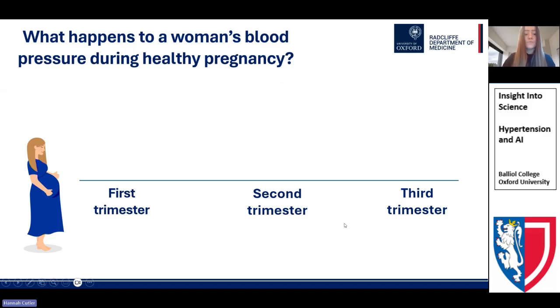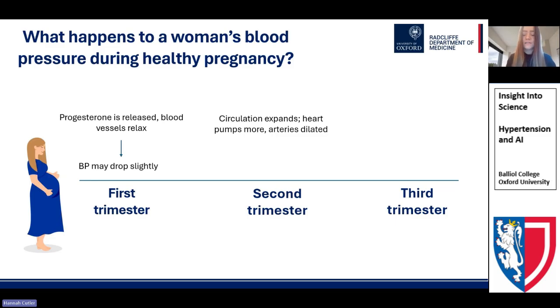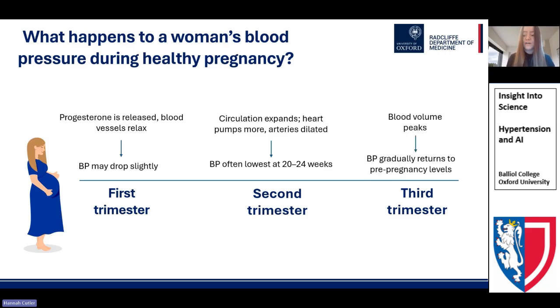So what happens to a woman's blood pressure during healthy pregnancy? Well, in the first trimester, a hormone is secreted called progesterone, and this causes the blood vessels to relax. As a result, your blood pressure actually drops during healthy pregnancy. In the second trimester, your circulation expands, the heart pumps more, and the arteries remain dilated, and your blood pressure is at its lowest at 20 to 24 weeks of pregnancy. In the third trimester, your blood volume peaks, and then your blood pressure gradually returns to your normal, healthy pre-pregnancy levels.